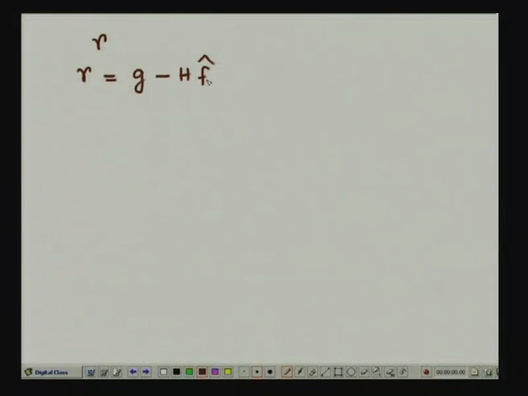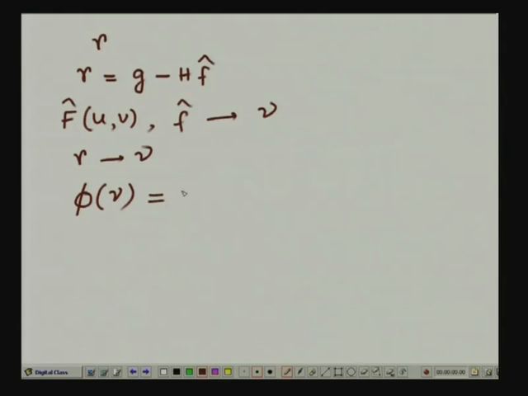Now, we have seen earlier that f hat u v, and so this f hat in the spatial domain, are functions of gamma. So, obviously, R, which is a function of f hat, will also be a function of gamma. Now, if I define a function, say phi of gamma, which is nothing but R transpose R, or the Euclidean norm of R, it can be shown that this function is a monotonically increasing function of gamma. That means, whenever gamma increases, this Euclidean norm of R also increases. If gamma decreases, the Euclidean norm of R also decreases.